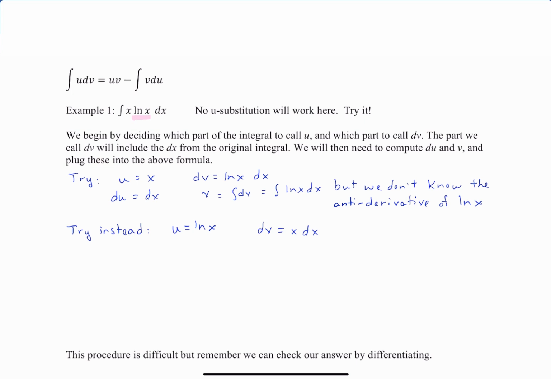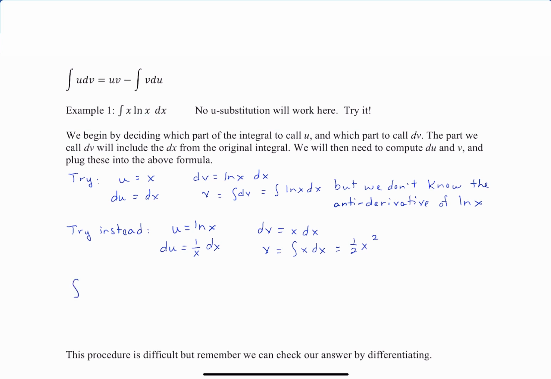If u is the ln of x, then du will be 1 over x dx. And if dv is x dx, then v would be the integral of x dx. And that we can do. That would be 1/2 x squared. Let's plug those into our integration by parts formula and see what we get.